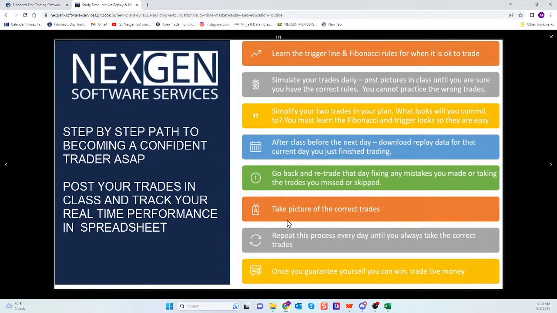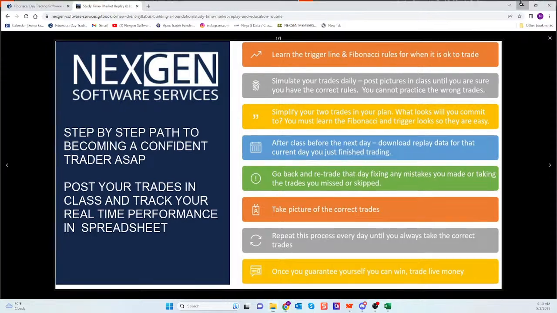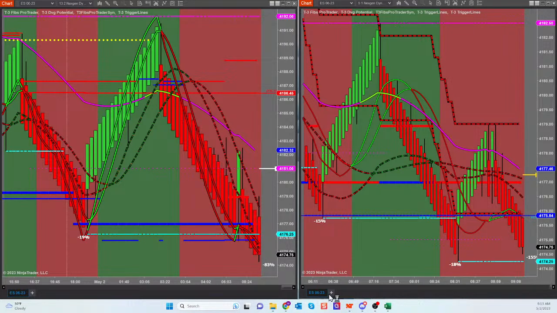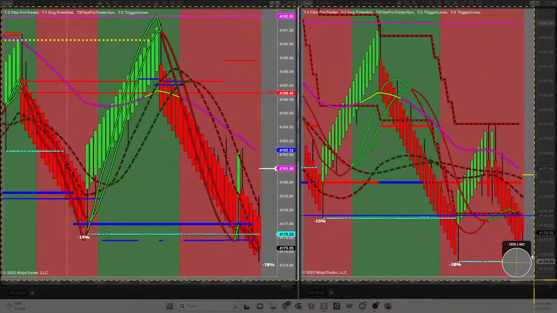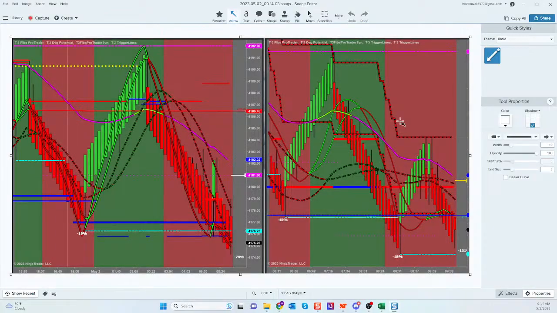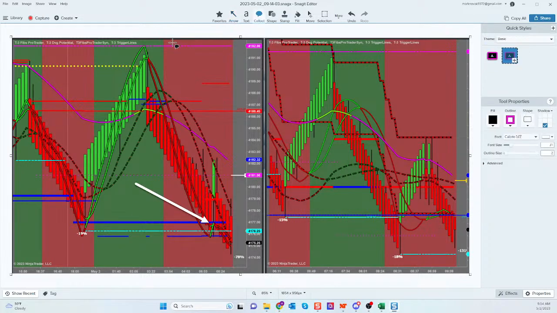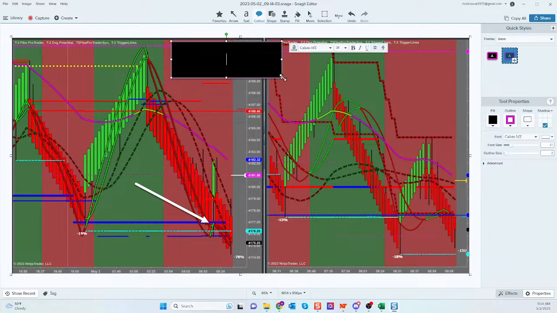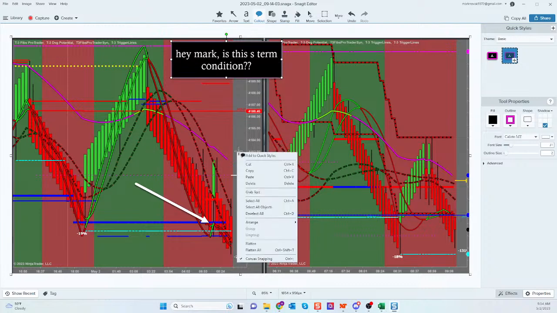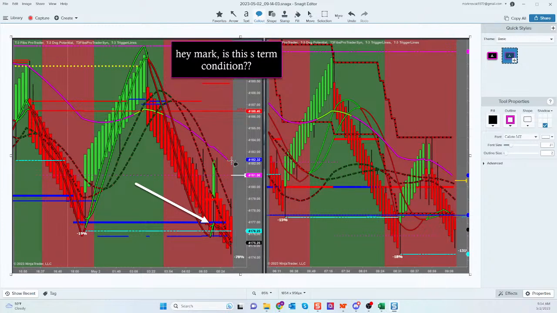Everything you see, if you have a question. If you open up your chart and you're like, man, I'm wondering about XYZ. Take a picture, right? Use an arrow. Point it out. Use a call out button. Say something clever like, hey, Mark, is this a termination condition? And then just pop it in the room, right?